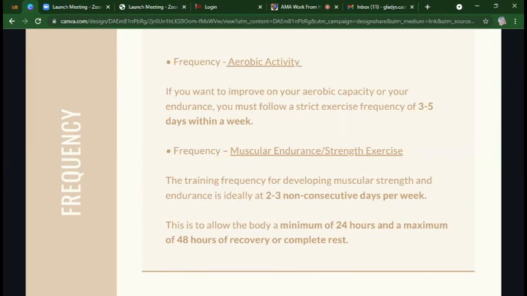What does it mean? If you want to exercise on Tuesdays and Thursdays, or Mondays and Fridays, they should be non-consecutive days. This is to allow our body a minimum of 24 hours and a maximum of 48 hours of recovery or complete rest.